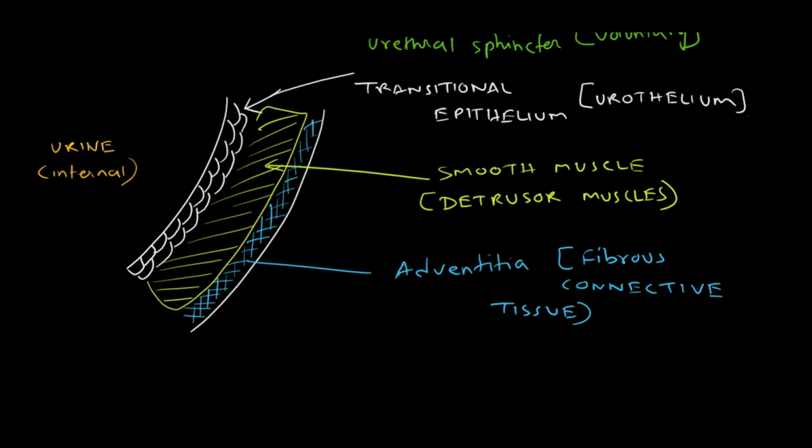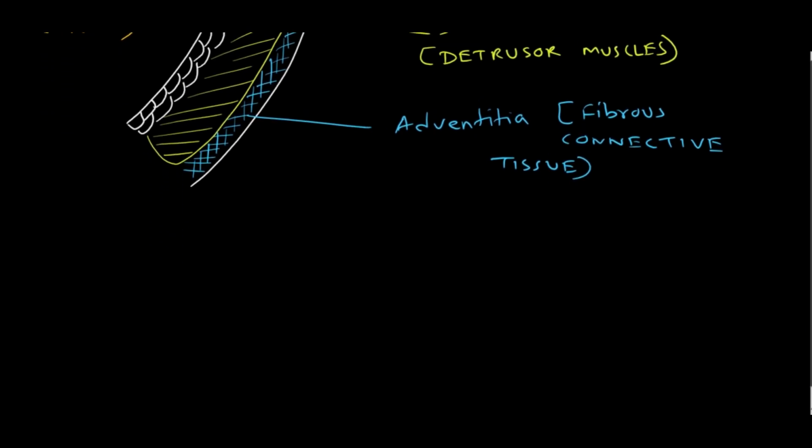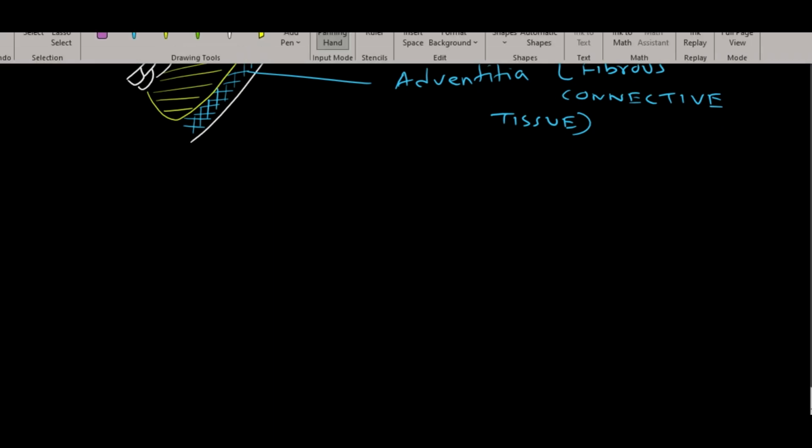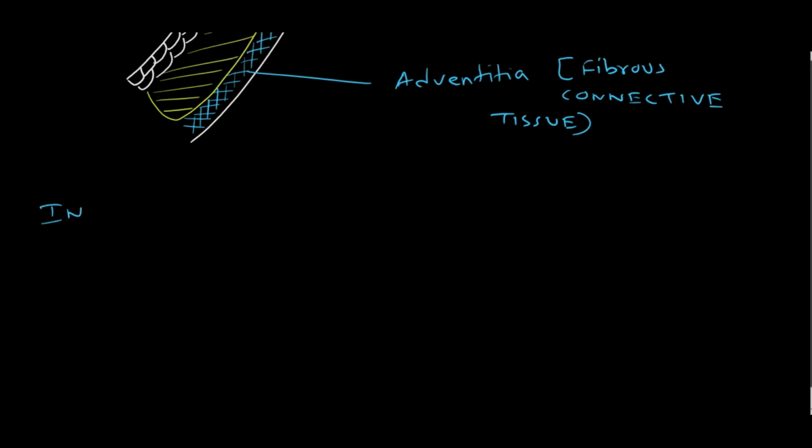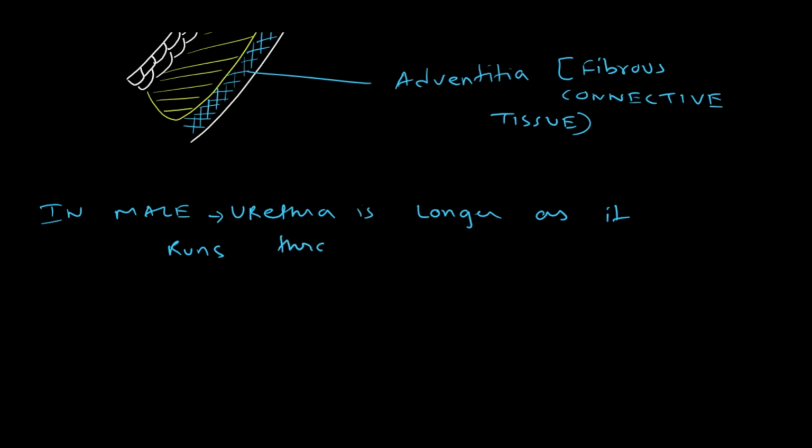The bladder leads to the urethra, and the length of the urethra is different. In males, the urethra is longer as it runs through the penis. And in females, the urethra is short.